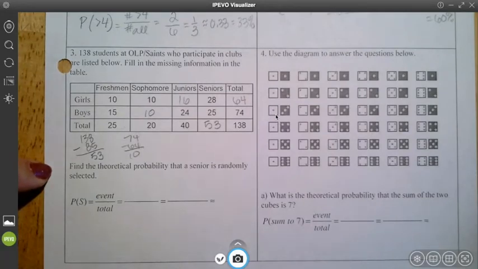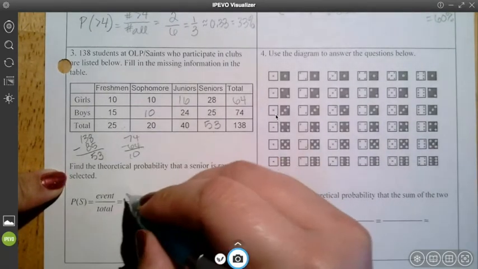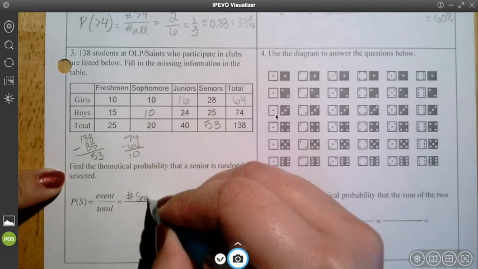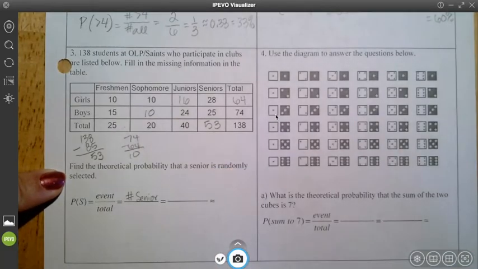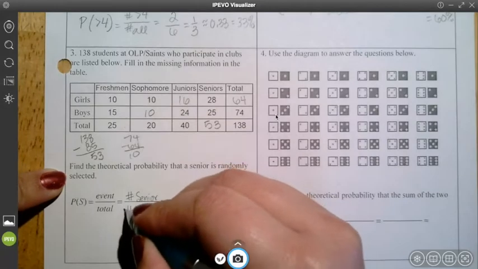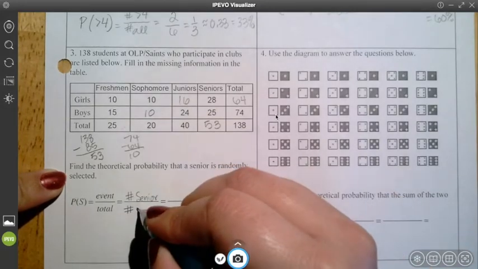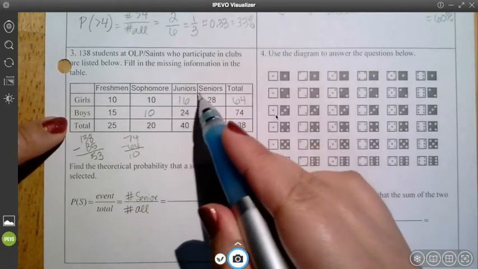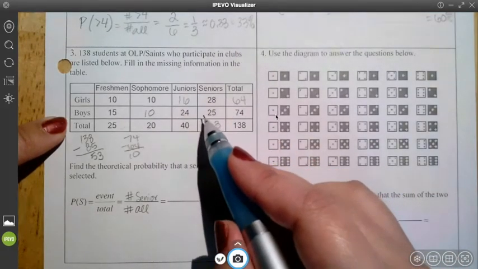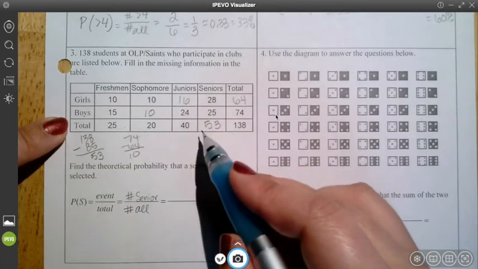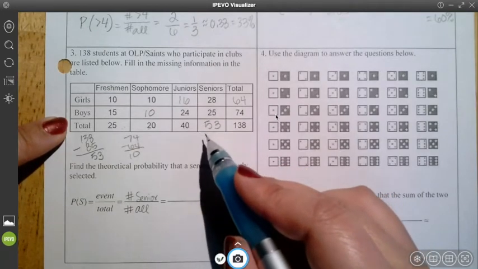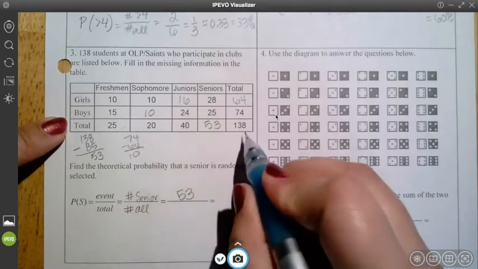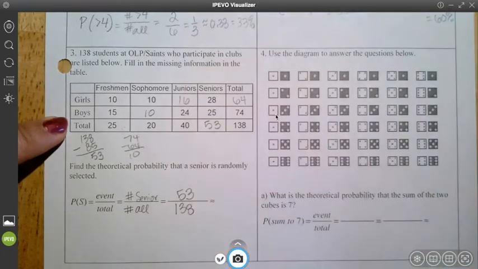And now we want to find the theoretical probability that a senior is randomly selected. So we want to know, what is the probability of being a senior? Well, seniors, what's the group that we're selecting from? We're selecting from all of the students. So how many seniors are there? So we look at the table and we say, here are the seniors. How many seniors are there? Not senior boys versus senior girls, but seniors total, right? So there are 53 seniors out of 138 students.